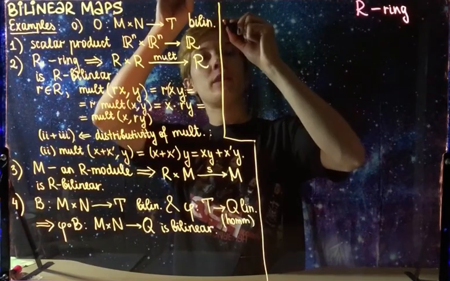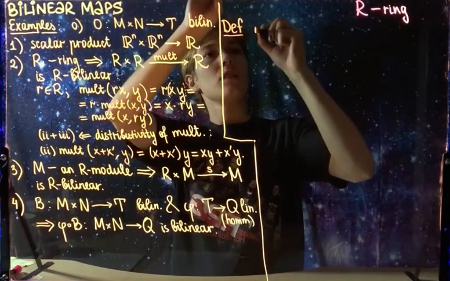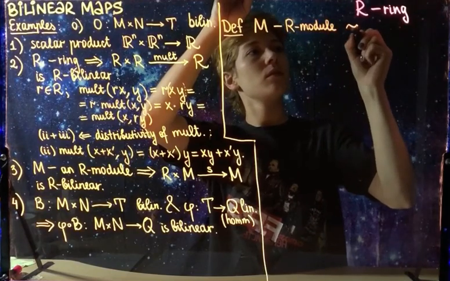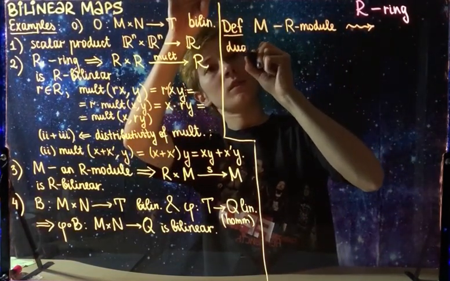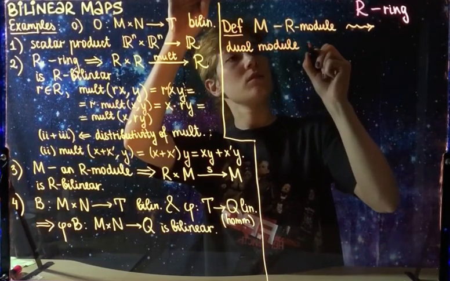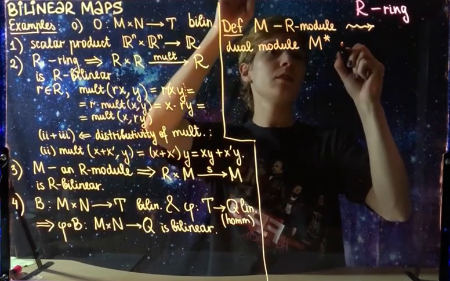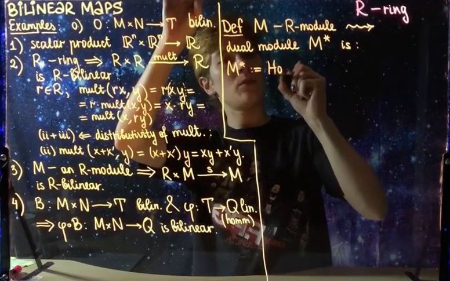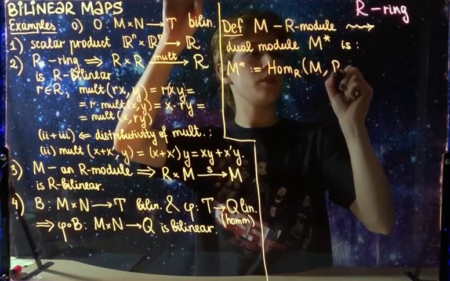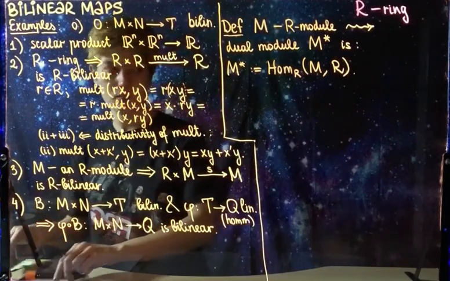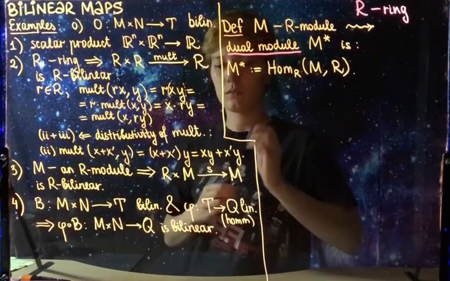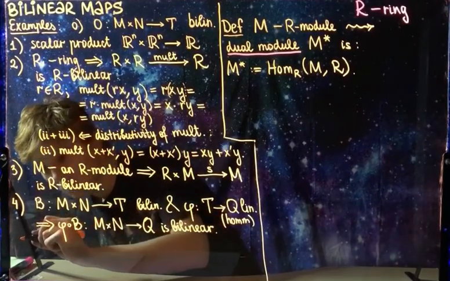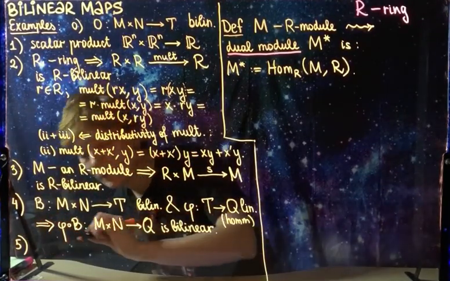For the next example, I'm going to give a definition for an R module M. We can define the dual module M star, we define it as the module of homomorphisms from M to R. And using this notion, we can give our fifth example.